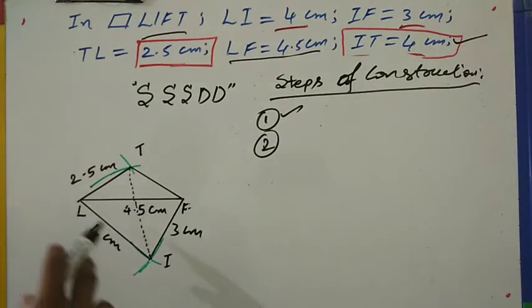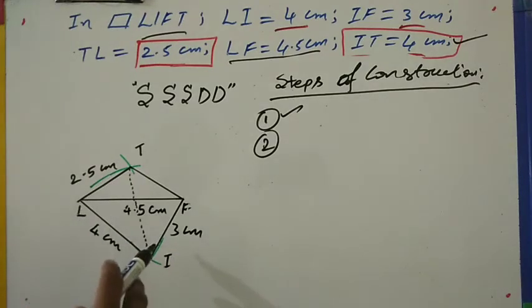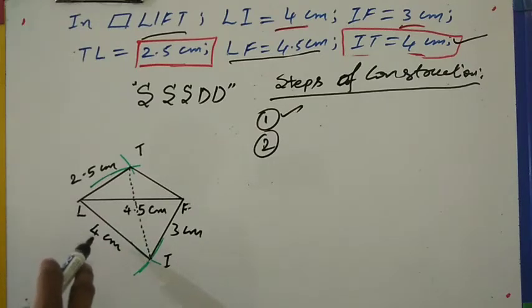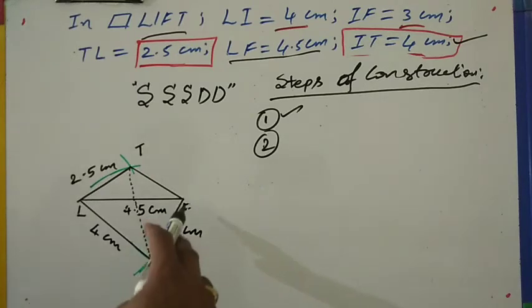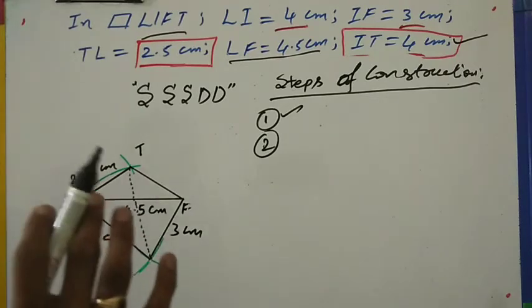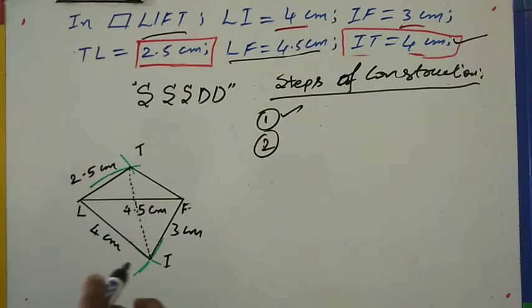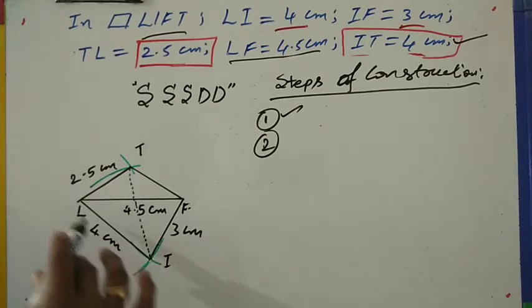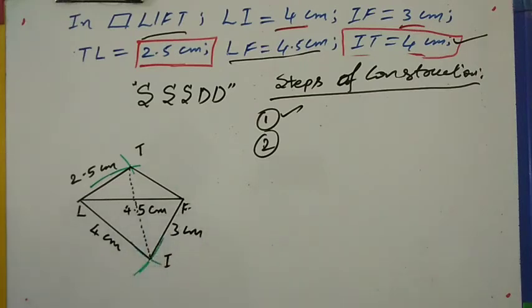Taking LI as the radius of compasses, 4 centimeter, draw an arc. Then taking IF as the radius of compasses, with 3 centimeter, cut the earlier arc. Name the point of intersection of arcs as I. Join LI and IF. This becomes step 2.